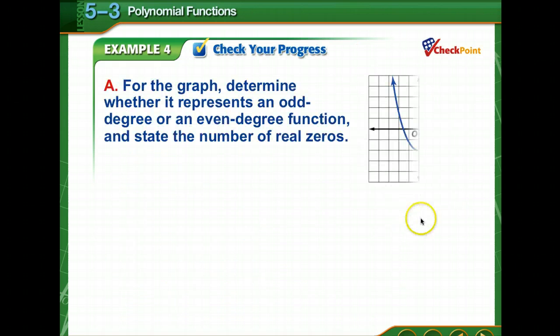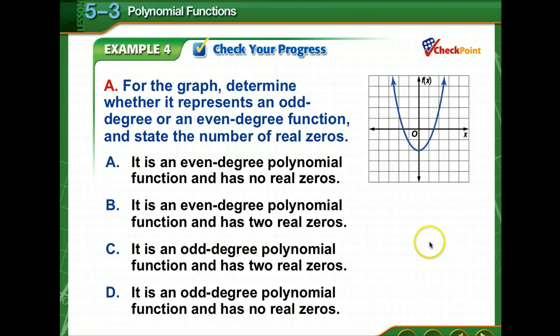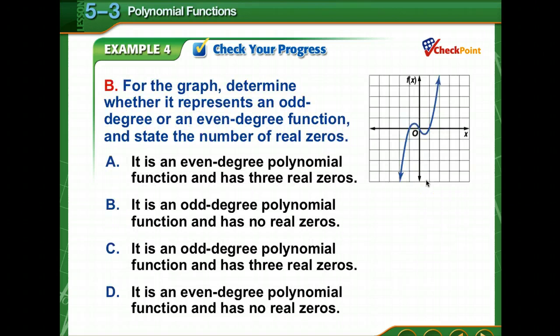All right, time for you to check your progress. So looking at this graph, I want you to stop and evaluate it and see which one of these is the correct answer. So it's an even degree, the ends are going the same direction, and it has two real zeros. Excellent job. One more. So pause the video, answer this question, and then come back and check your answer.